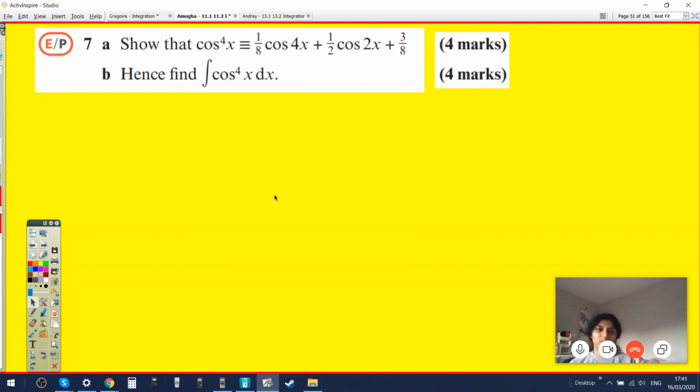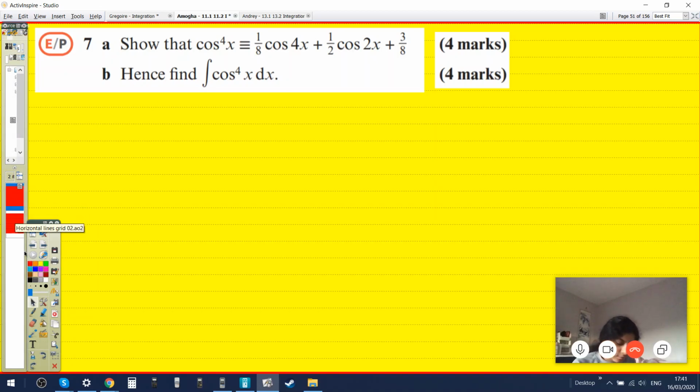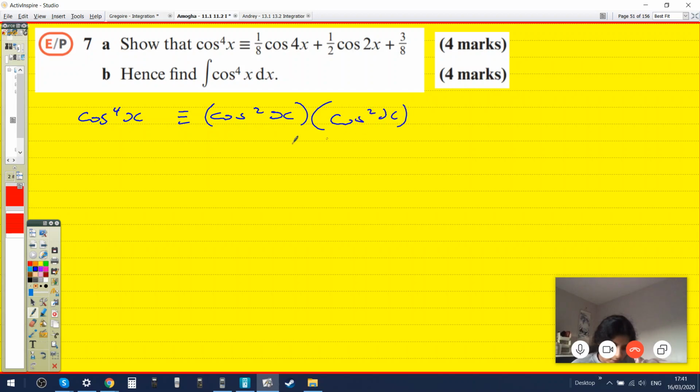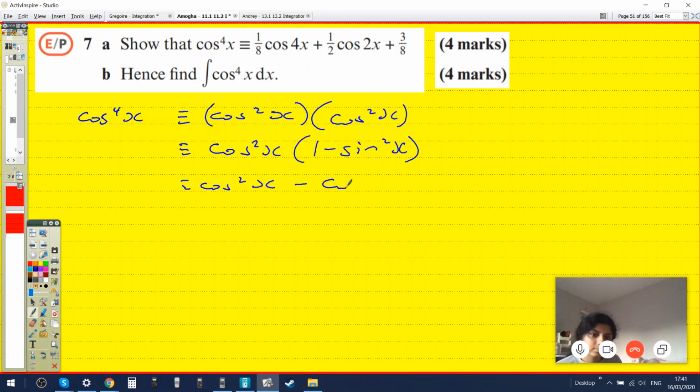Oh, I know how to do this one. Cos 4x is equal to cos squared x times cos squared x. So then you just replace one of the cos squared x by 1 minus sine squared x. And then you have cos squared x minus cos squared x sine squared x, I think. But I don't know what else to do. What kind of wild goose chase have you got me on here?